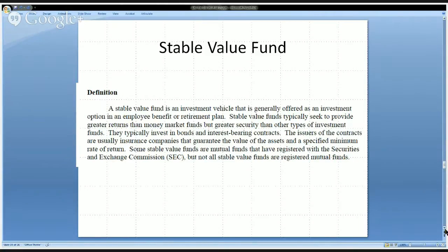These usually have underlying investments in bonds or in interest-bearing contracts that are held by insurance companies that agree to pay them a certain amount over time. The main thing with these is that some of these are registered with the SEC.